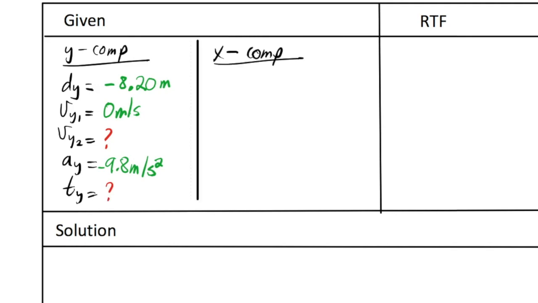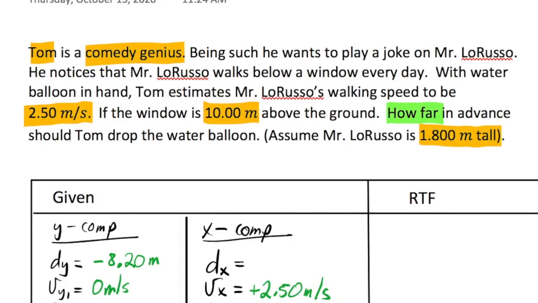Now onto the x component. With the x component, it's constant motion. So there's d, v, and t. But we have to put the subscript x to indicate that we're talking about the x-axis. And we know that my speed is, well, we're assuming I'm walking in the forward direction, and that's 2.50 meters per second. What we're looking for in this question was, again, how far in advance. So that's actually the dx we're looking for. So under the unknowns, I'm going to write dx.